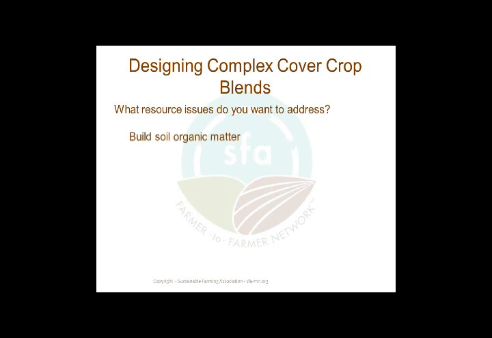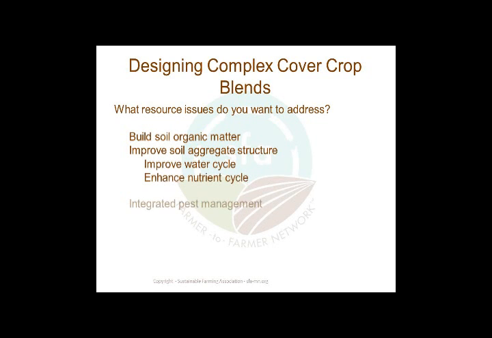Some of these resource issues could be building soil organic matter, heading towards improving soil aggregate structure, which ultimately can improve our water cycle and enhance nutrient cycling. Possibly integrated pest management. We're seeing some producers using complex cover crops and integration with livestock that have been able to reduce their herbicide use by over 75%.